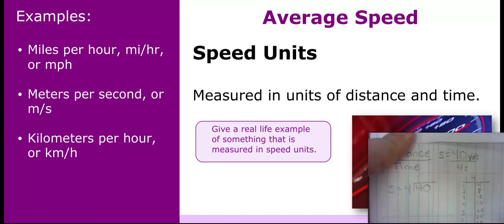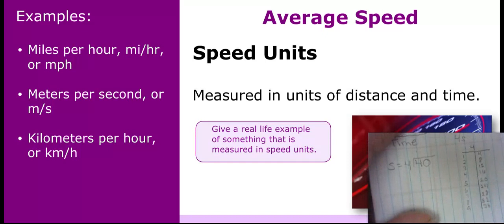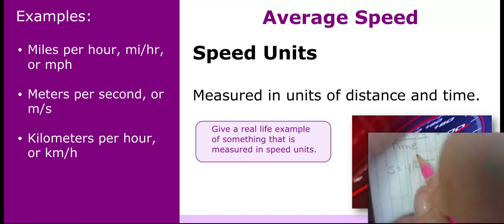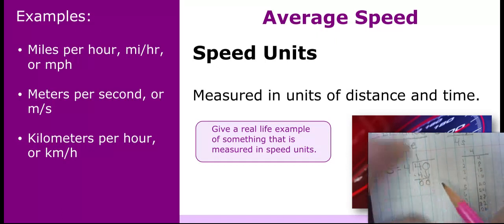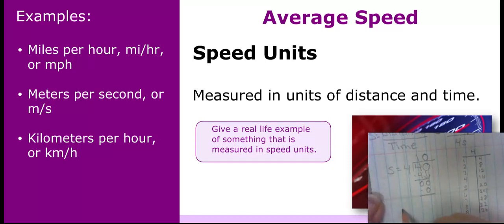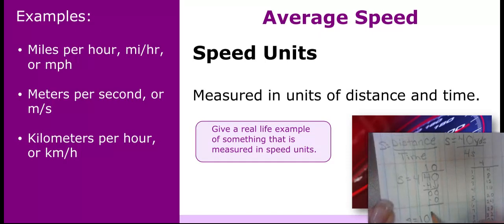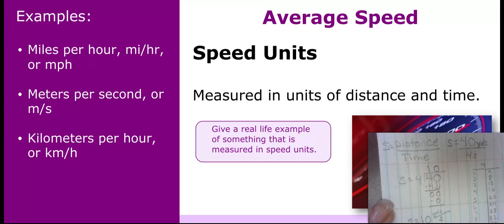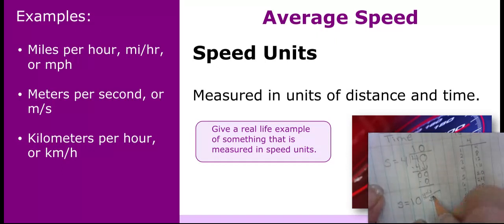Okay, here we go. 4 goes into 4 one time. 4 minus 4 is 0. I'm going to bring down that 0. And 4 will go into 0, 0 times. So my speed equals 10 yards per second. And that's an S.